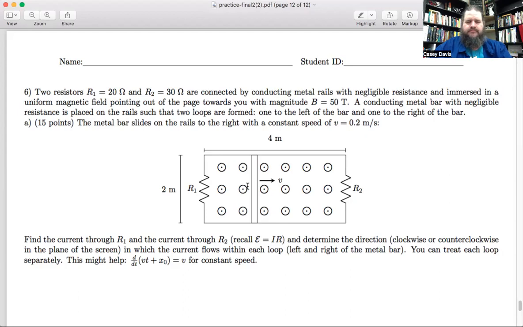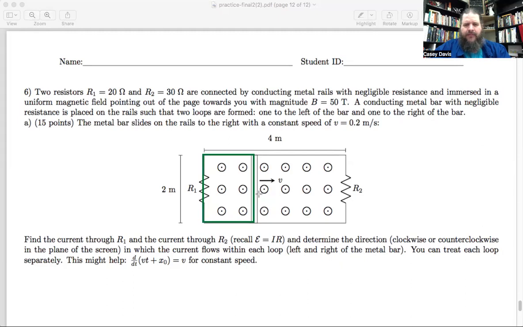Because there's change in flux. Yeah, moving the bar causes a change in flux. And there's really 2 magnetic flux values that we're keeping track of here, because this bar creates 2 loops. We've got this loop of wire, if we treat the bar as making this connection, which encloses this area, which encloses some of the magnetic field. And then we've also got this loop of wire, which encloses this region with magnetic field.